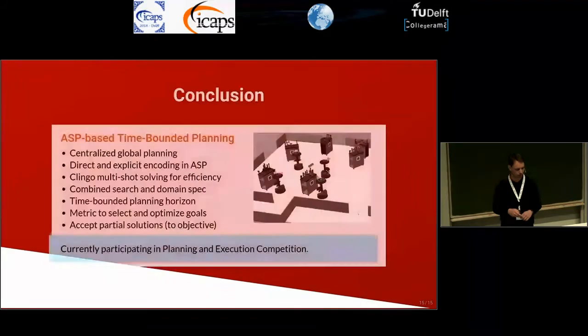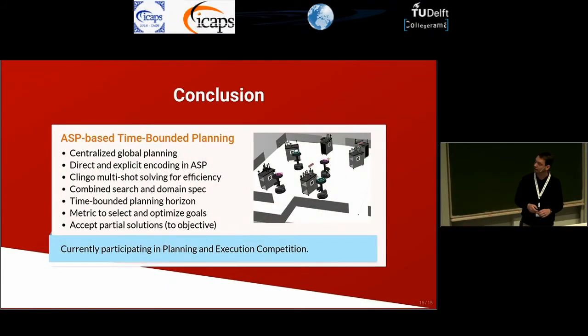Okay, so to conclude, I've shown you today an ASP-based time-bounded planning approach for centralized global planning. We directly and explicitly encode the problem in ASP. And we use Clingo for multi-shot solving, which we require for efficiency, otherwise it's still infeasible. We have a combined search and domain spec. Our time bound is given as an actual time and not as the number of steps. And we rely on a metric to steer the goal selection and optimize for these goals within a given time bound. And we accept partial solutions already.